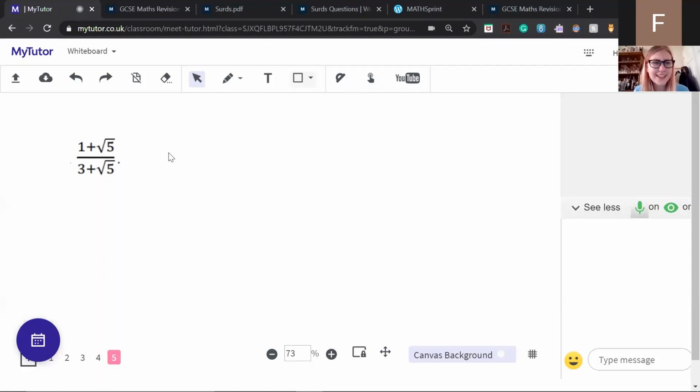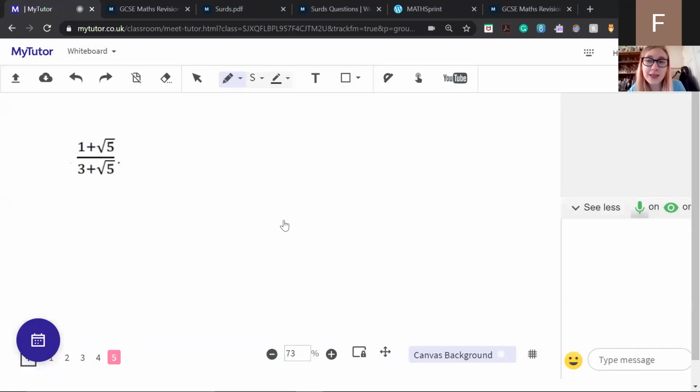So I kind of think that this looks horrible to look at, right? We don't know what this really means. And it's not like we can just multiply this by root 5, because then we'd have 3 root 5 plus 5, and that's just as bad. We've still got something there. So what we're going to do is multiply the top and bottom by something that's going to get rid of the root 5 from the bottom.